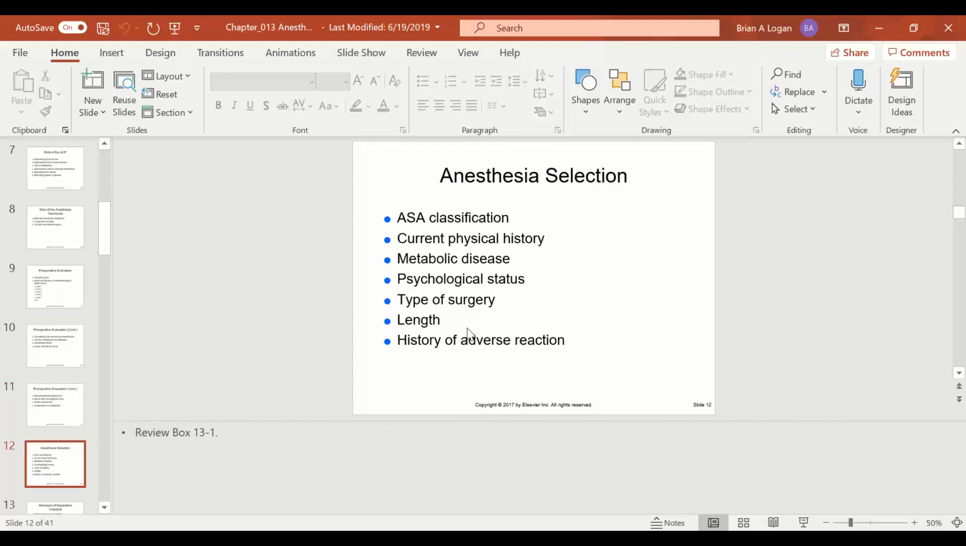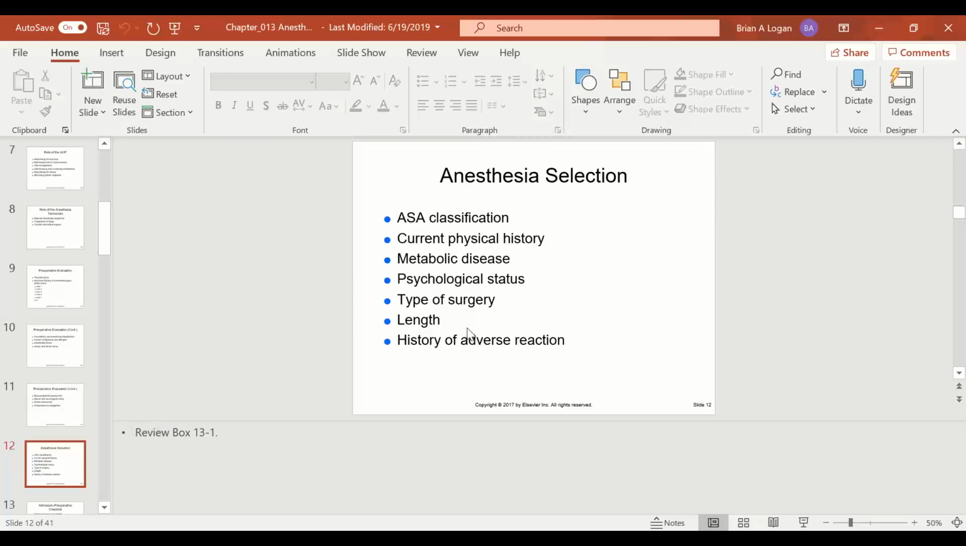So the type of anesthesia that we're going to use, whether it's general, regional, spinal, Bier block, local, whatever, is all going to depend on this patient's ASA classification. How easy is it going to be to intubate this patient? Is it going to be extremely difficult? Then we may want to look at an alternative form of anesthesia, right?